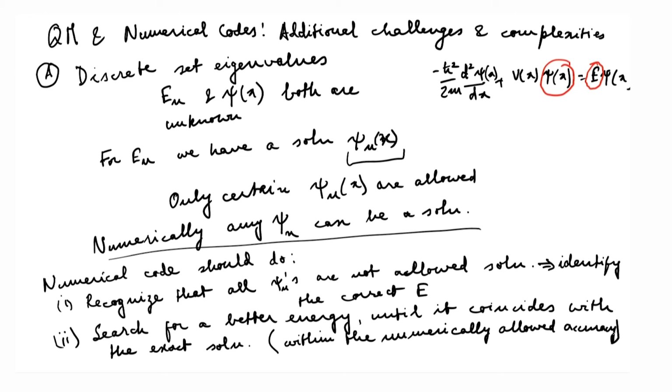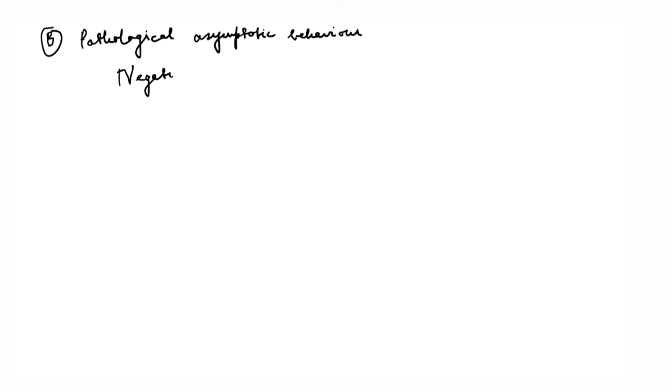So this is one problem, and the second problem is a sort of pathological problem in quantum mechanics: it has a pathological asymptotic behavior. What do we mean by that? By this statement, I am pointing out that in quantum mechanics, unlike classical mechanics, it is possible to have negative values of kinetic energy.